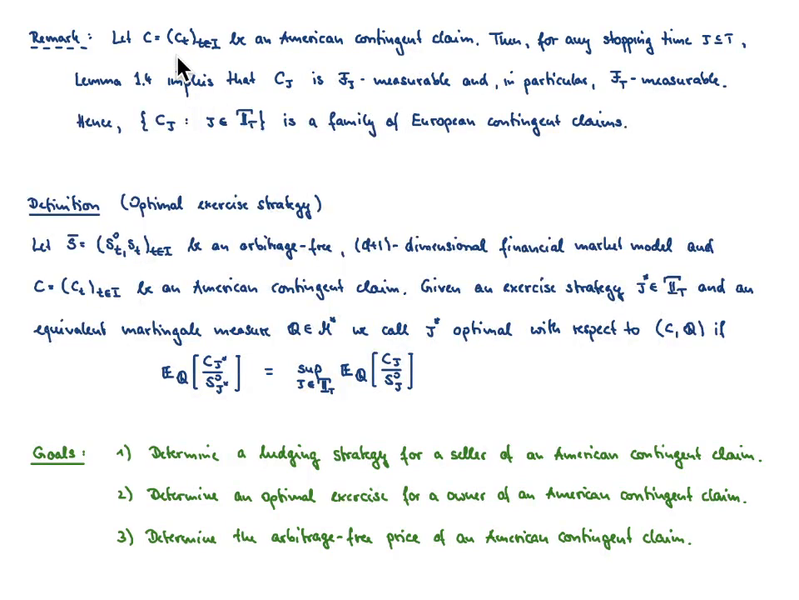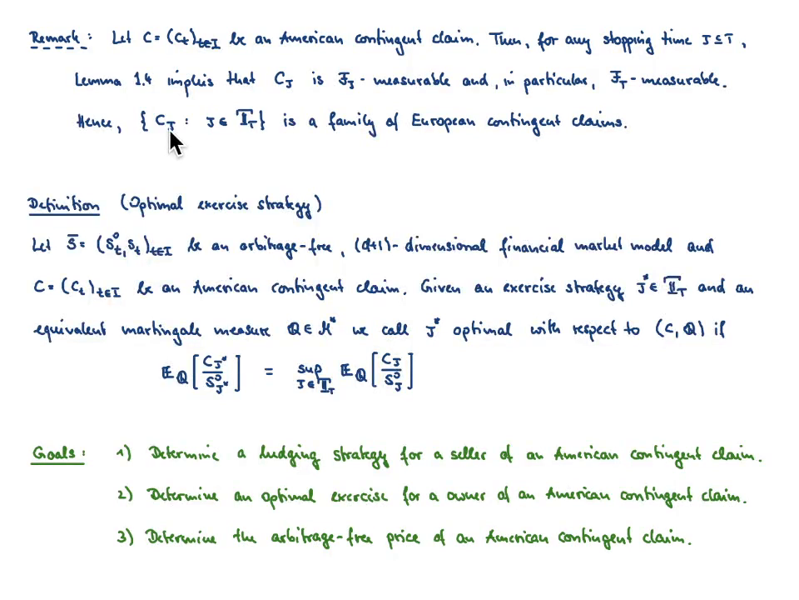So, I give myself an American contingent claim and I give myself a stopping time which should be bounded from above by T. And then I consider my stopped process C_tau. By Lemma 1.4, I know that the stopped process by definition is measurable with respect to the sigma algebra of the tau-past. Moreover, since this stopping time tau is bounded from above by capital T, Lemma 1.4 also tells me that this sigma algebra F_tau is contained in the sigma algebra F_T, meaning that C_tau is not only F_tau measurable, but it's also F_T measurable. Hence, by definition of a European contingent claim, C_tau, being non-negative, is a European contingent claim.